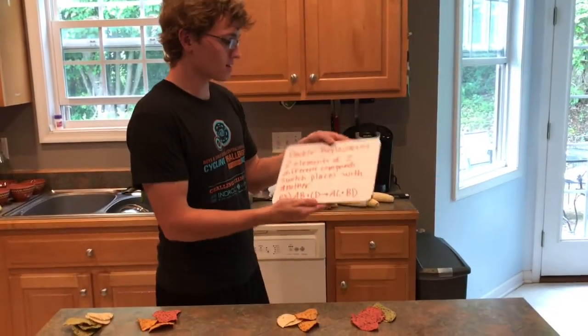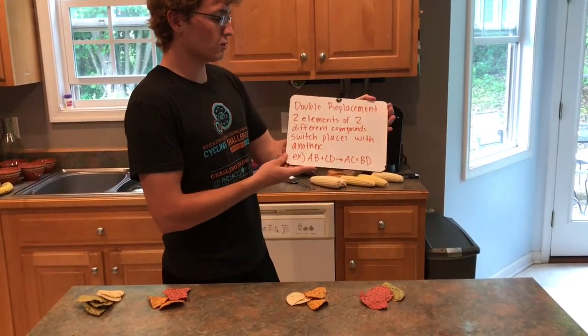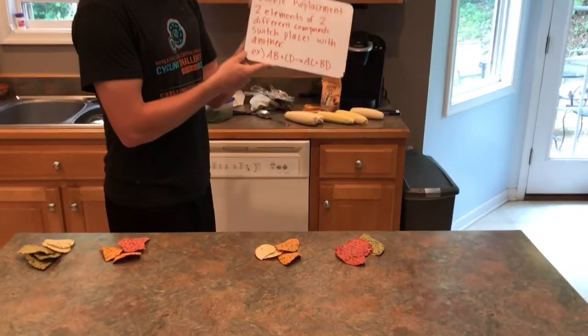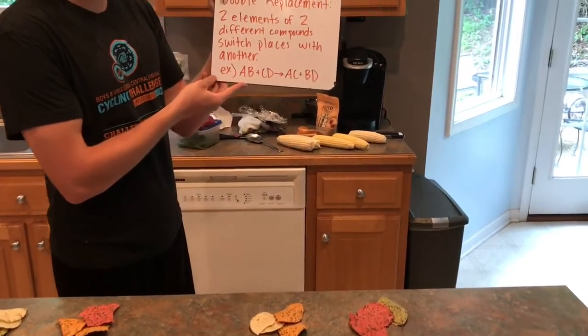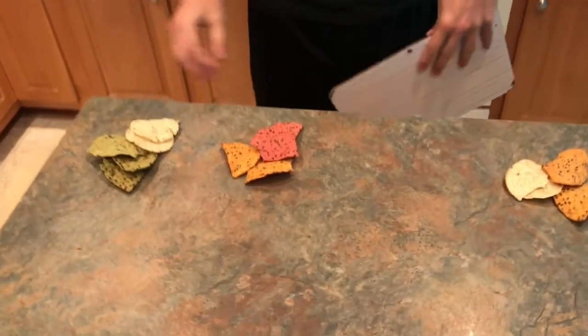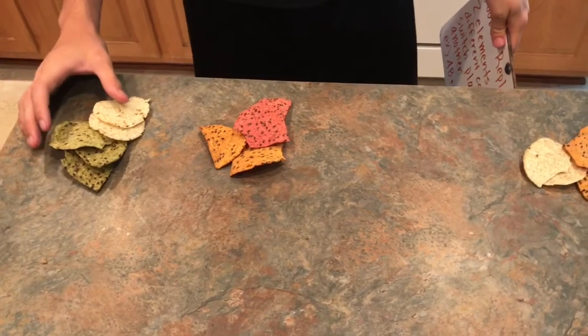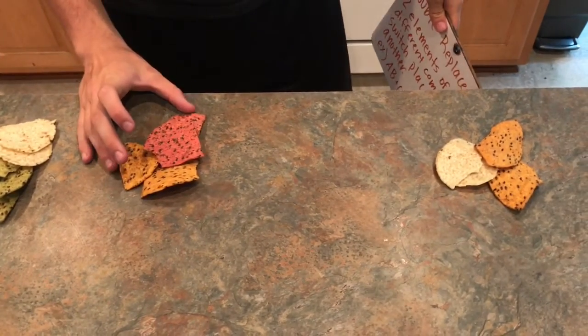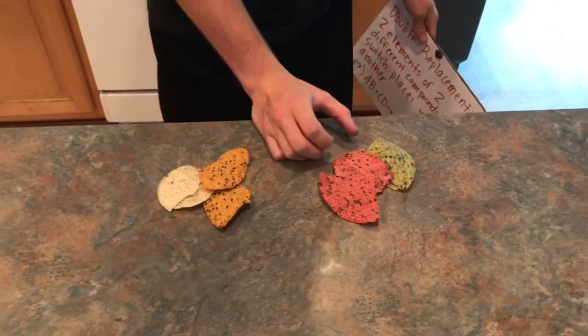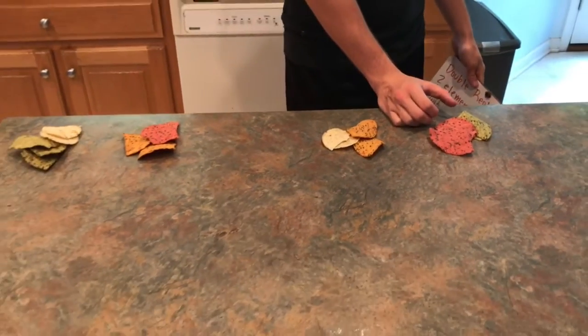So our next type of reaction is double replacement. That's when two elements of two different compounds switch places with one another. Our technical example is AB plus CD equals AC plus BD. And our food example is white chips and green chips plus red chips and orange chips produce white chips and orange chips plus red chips and green chips.